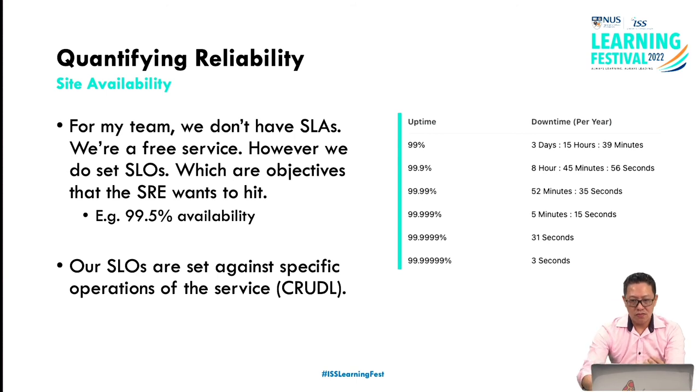SLOs are more of an internal measure. While we don't want to promise customers anything, we have a minimum level of availability we want to be held accountable for, which in our case is 99.5. So 99.5, it's not in the chart there, but it gives us a monthly downtime buffer of 21 minutes, or 1.8 days every year.